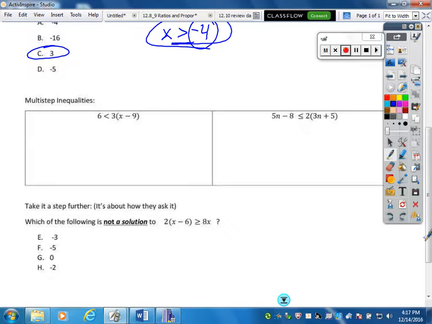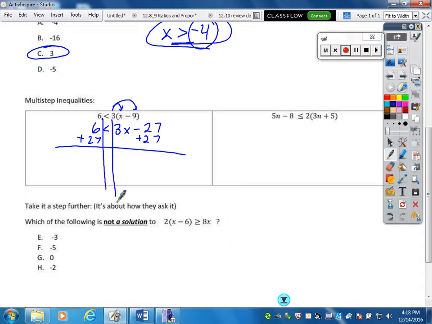All right, next one. These are our multi-step ones, so now we're going to add in all the steps of our equations. First thing, distribute if you see it. So 6 is really less than 3x minus 27. I'm going to add my 27 to the other side because this is a good old two-step equation. If you want to, you can put these little bars down to help everything stay even and so you don't lose that inequality symbol. So I've got 33 is less than 3x.